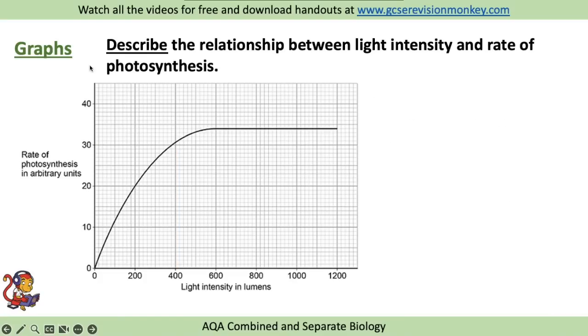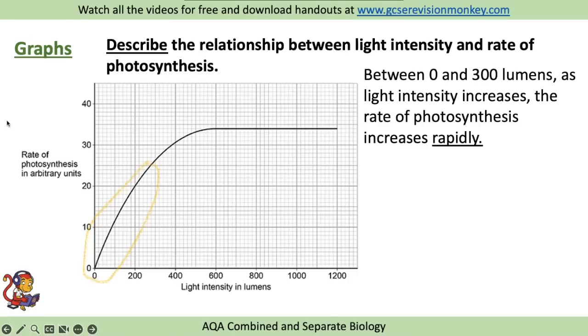Also, I just want to look at describing graphs. So this one says describe the relationship between light intensity and the rate of photosynthesis. So you're looking at 3 different shapes on the graph. First bit is the steep bit at the start. So you describe that by saying between 0 and 300 lumens as light intensity increases, the rate of photosynthesis increases rapidly. So there's the key word there, underlined, rapidly.